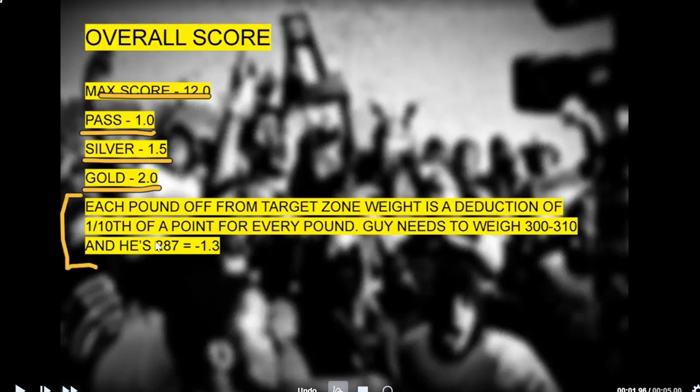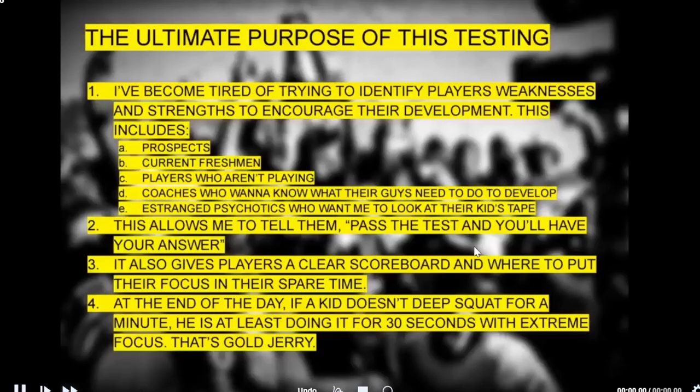The other thing that's added into this is your weight. So however many pounds outside of your target weight zone, you lose 0.1 of that, 1/10. So if you're 287 pounds and your target weight zone is 300 to 310, you're down 1.3 off the bat. So the highest you can get is an 11.7. So that also punishes guys that are either heavy and dominating a lift or super light completing the offensive line lift. So target weight is very important when it comes to this.